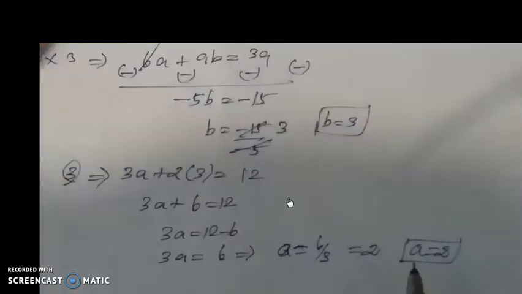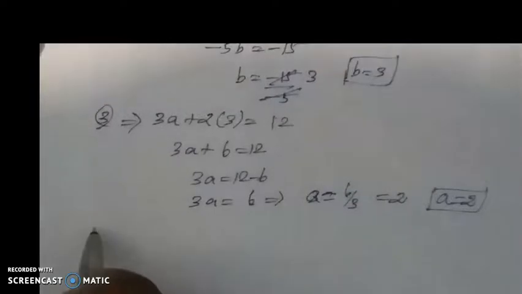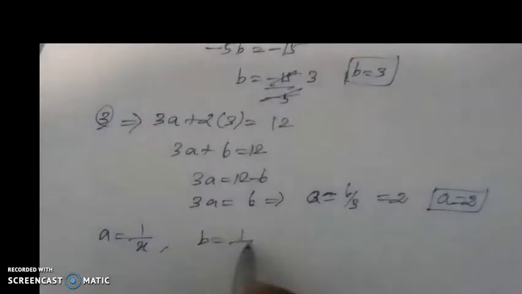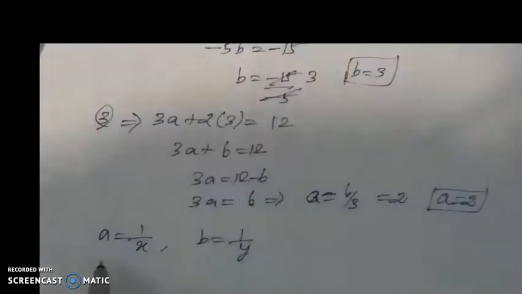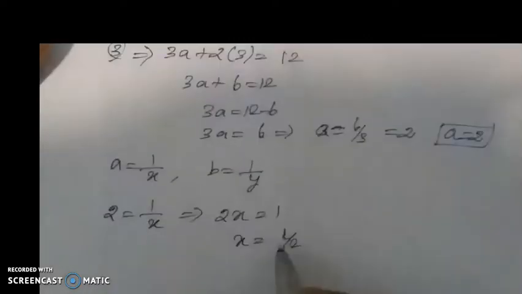So the first, how did we take it as a? The value of a is nothing but 1 by x and the value of b is nothing but 1 by y. We took it like this only. Now substitute here. The value of a is 2, so 2 equals 1 by x. If you do cross multiplication, 2x equals 1, that is x equals 1 by 2. So the value of x is nothing but 1 by 2.